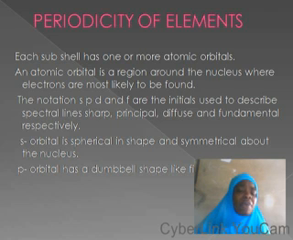Now the shape of this S and P orbital. The S orbital is spherical in shape and is symmetrical about the nucleus, while the P orbital is a dumbbell shape. It looks like figure 8.